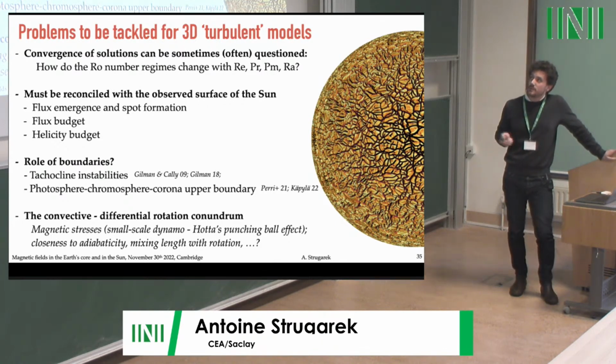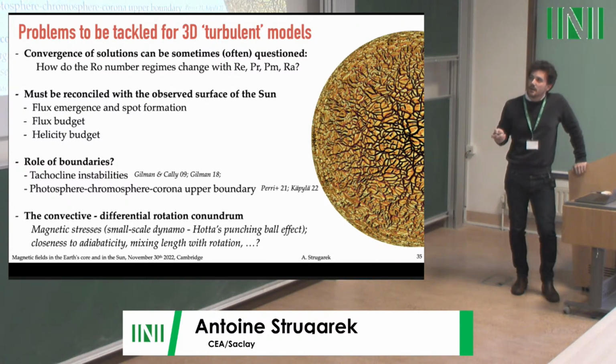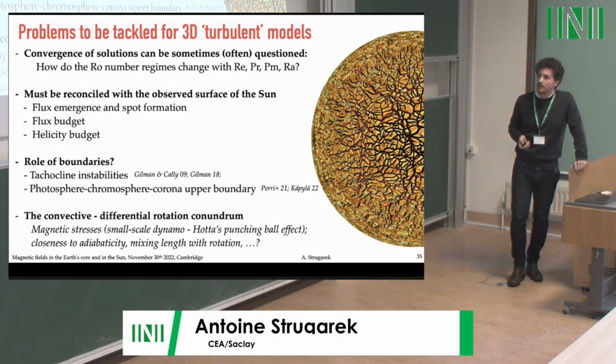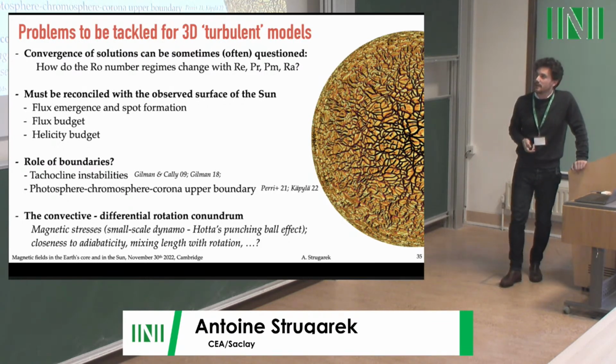They may be reconciled with the observed surface of the Sun, because we are missing a realistic surface in most of these models. What is the exact role of boundaries? There are a lot of ideas, but no consensus in the community on that. Tachocline instability can play a role. Photosphere, chromosphere, corona coupling can play a role as well. And this is not fully understood, in my opinion.